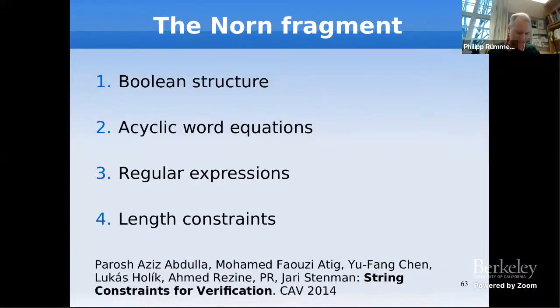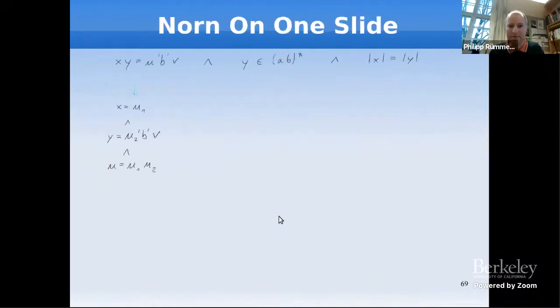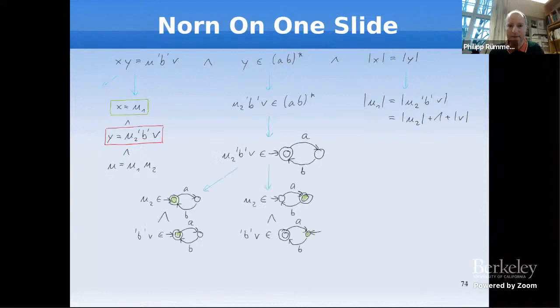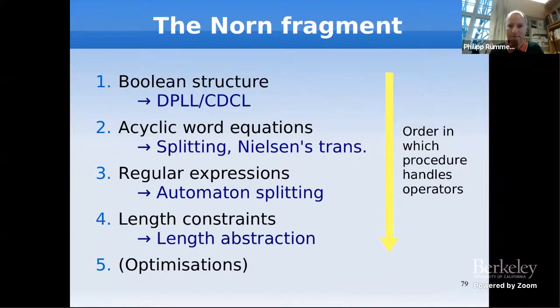Right, so I have, I think, 15 minutes left. So in the presentation, I first talked about Norn, which is supporting these different parts, but I think I will jump over this part and instead directly talk about Ostrich, which is a much newer work. So this tool Norn was published at CAV in 2014, so it's already a bit older, although compared to other tools, it's still handling a relatively rich logic of string constraints.